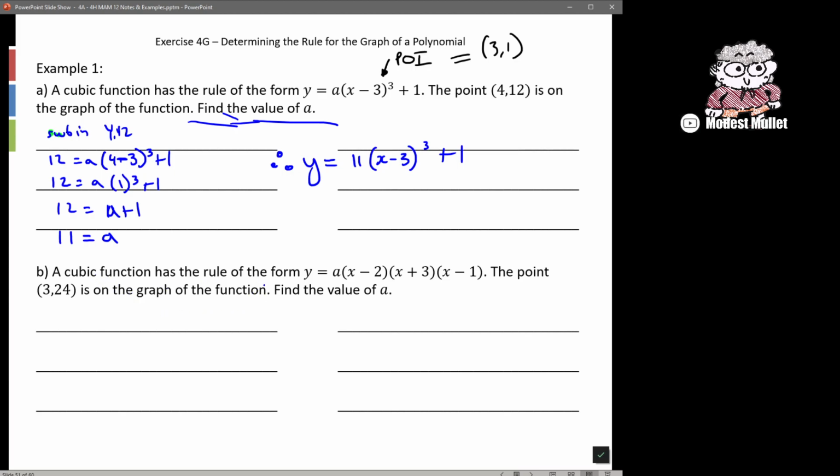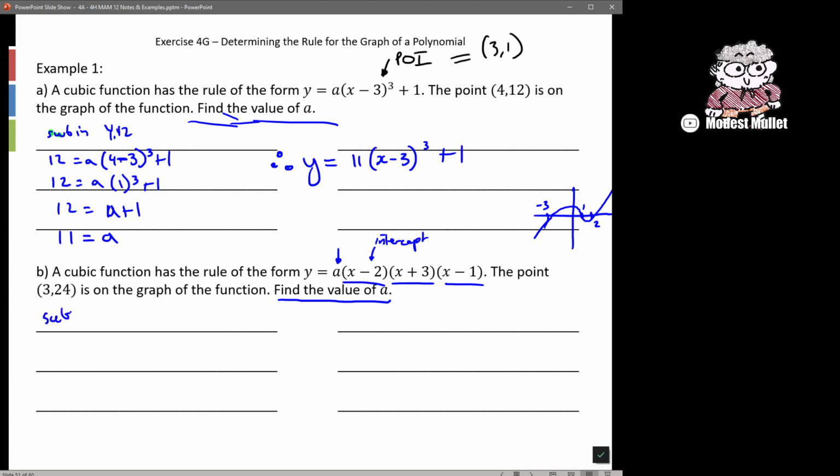Part B, a cubic function has the rule of the form y equals a(x minus 2)(x plus 3)(x minus 1). And the point 3, 24 is on the graph of the function. Again, find the value a. So we don't need to write the final equation, we just need to figure out what a is. But what type of form is this quickly? We can recognize this is intercept form, and we have 3 factors. So straight away I could tell that this needs to go through 2, needs to go through 1, and it also needs to go through -3. So the graph is going to look something like that. Straight away I can tell that, and now I just need to figure out what the a is.